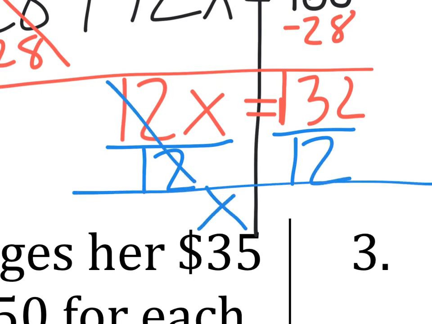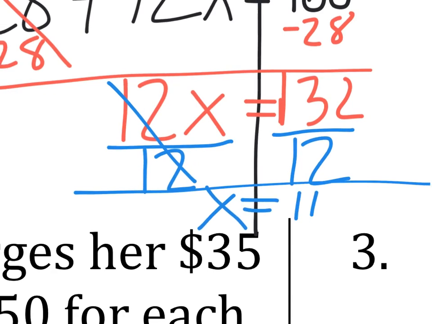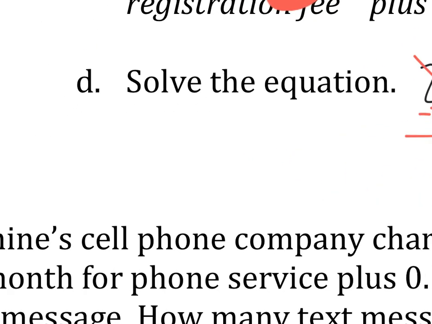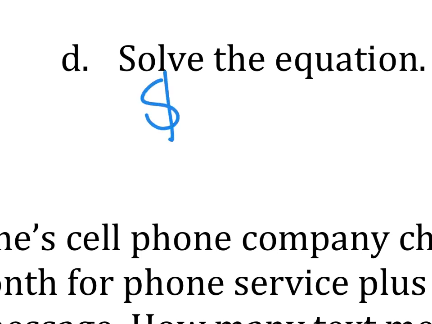I have x over here, and I'm going to cheat and use a calculator. I've got 132, and I'm going to divide that by 12, and I get 11. So we are going to be paying $11 every month. So our final answer is $11.